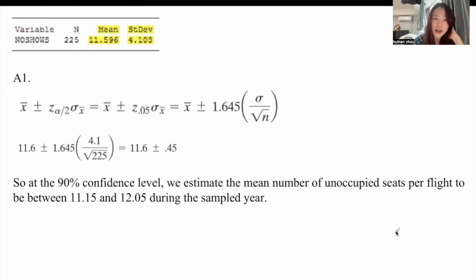As the data are all offered to you, you can just put it into our formula, and the only thing you need to do is to find the z-value. Because the confidence level is 90%, we know that alpha is 0.1, and alpha over 2 is 0.05, and the corresponding z-value is 1.645. So put all the data in our formula, then you get that with 90% confidence, the mean number of unoccupied seats per flight is between 11.15 and 12.05.